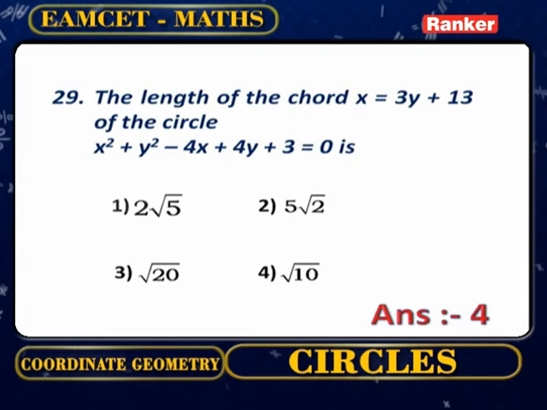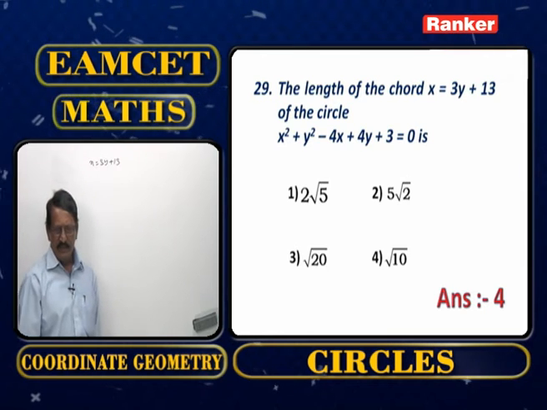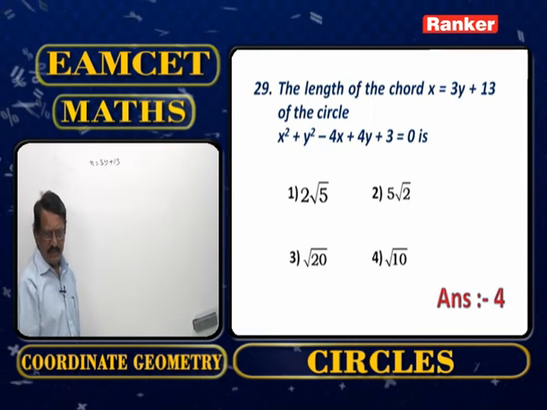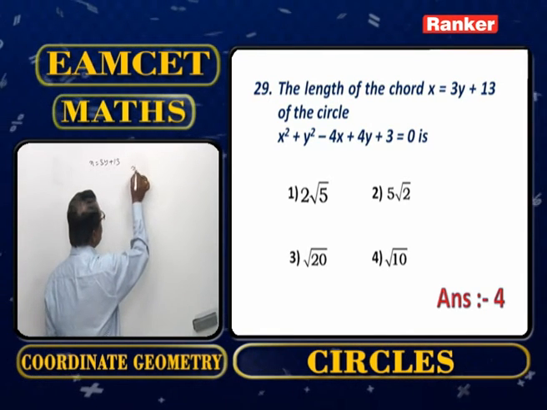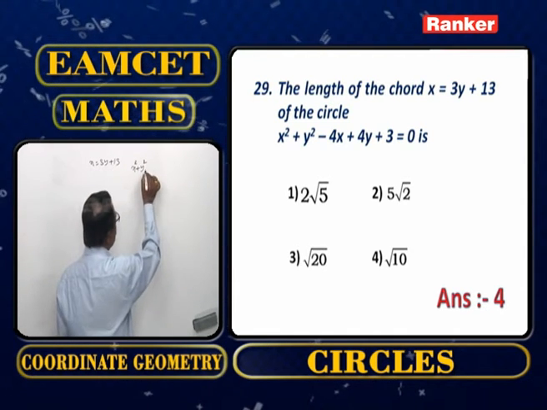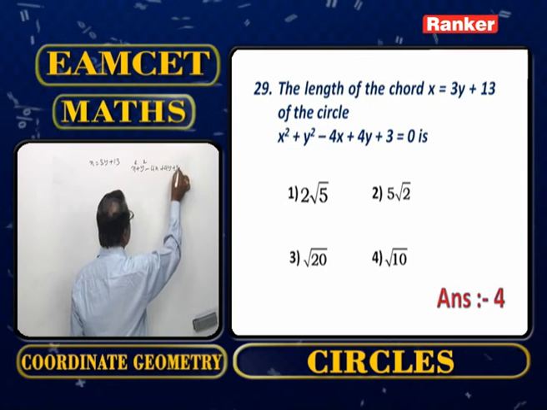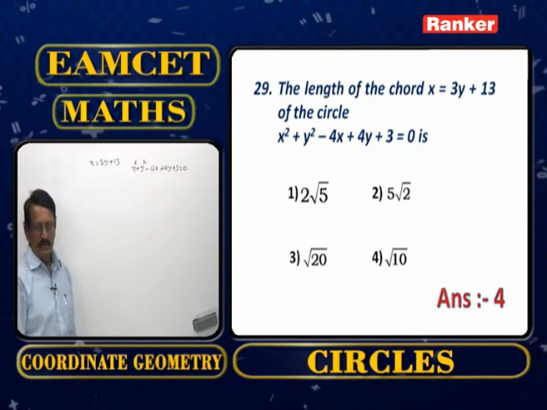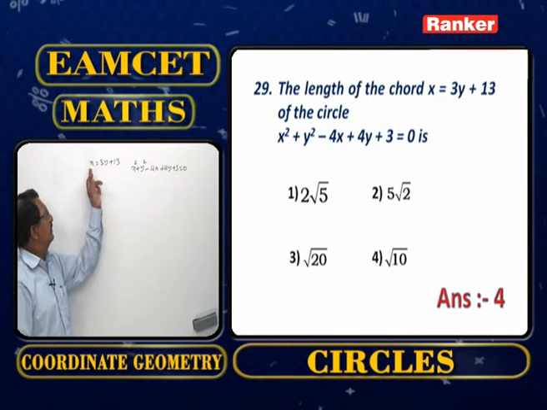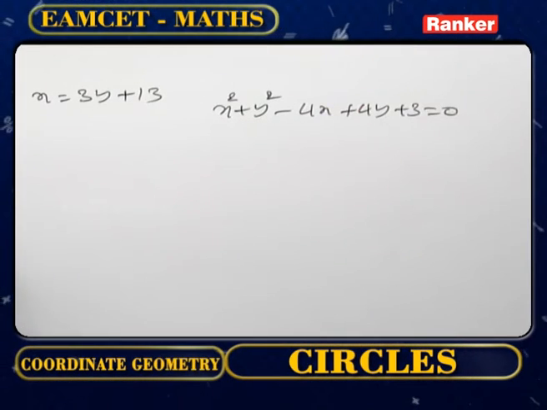The length of the chord x equals 3y plus 13 of the circle x square plus y square minus 4x plus 4y plus 3 equals to 0.